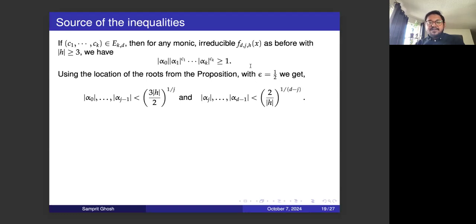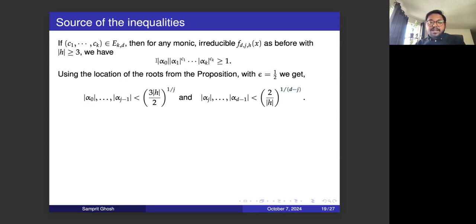equal to half, so if we take h to be bigger than or equal to 3, we can choose epsilon equal to half. We see that j roots are of size 3 mod h over 2 to the 1 over j, and d minus j roots are of size 2y mod h to the 1 over d minus j.